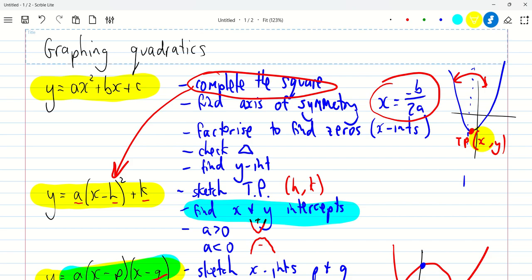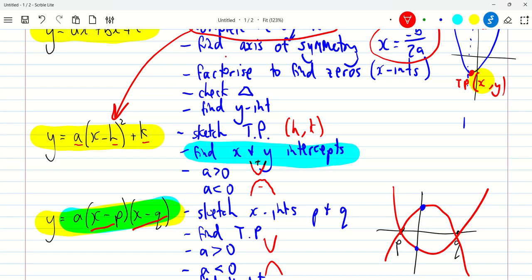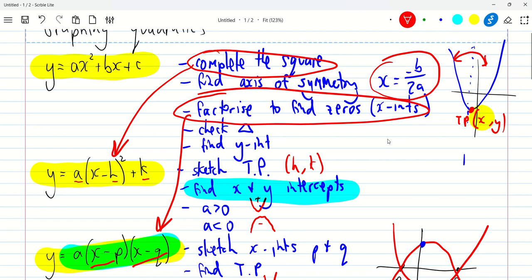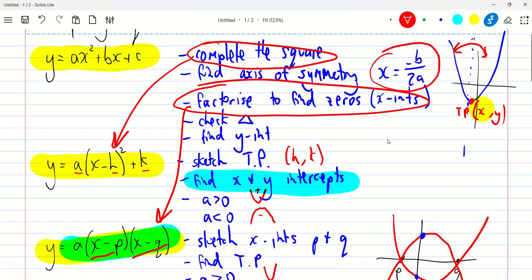You could also try to factorize it. This page is getting a little bit messy, but I hope it helps you to understand. If you factorize it, that gets you into factorized form, and then you can just do all the things that we talked about down there. Again, if you're not good at factorizing, you can still do these things without doing it, but it just makes your life a bit trickier.